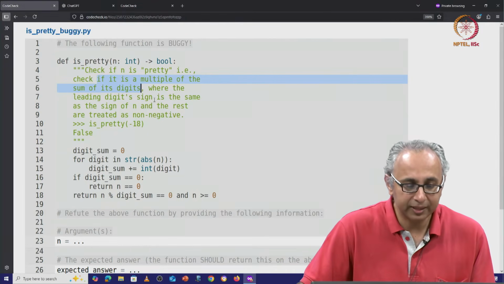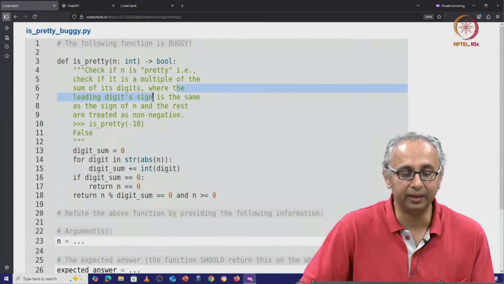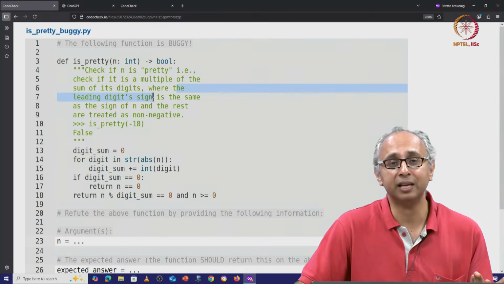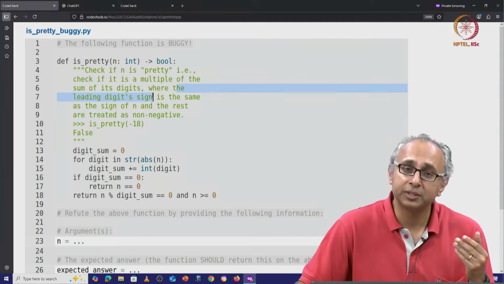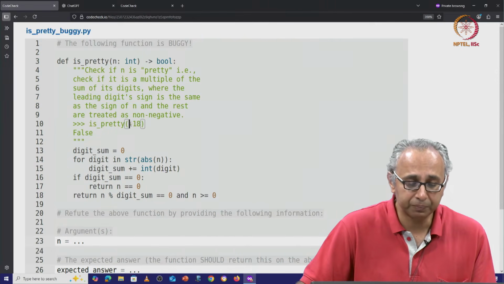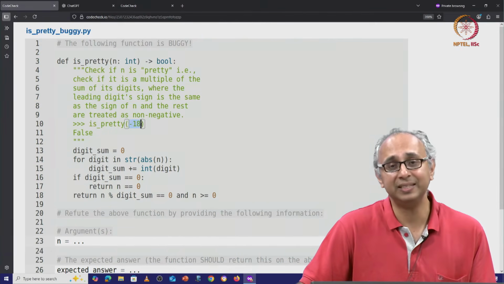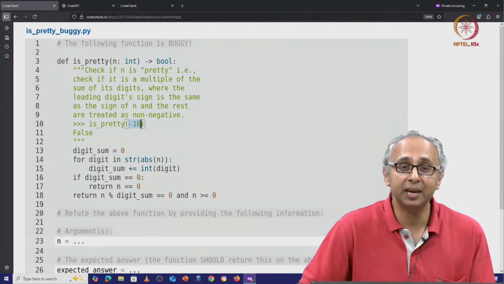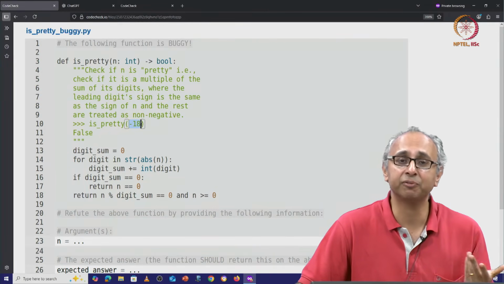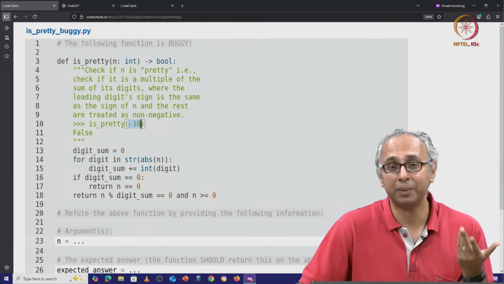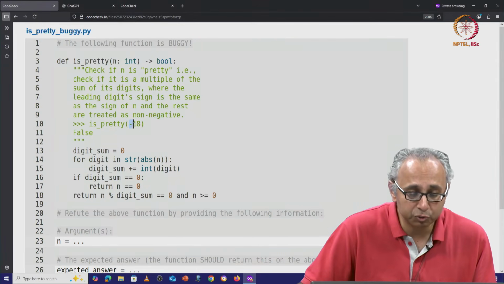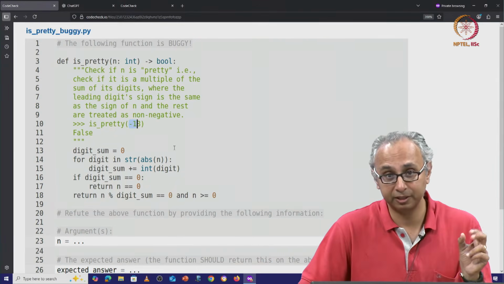It says where the leading digit's sign is the same as the sign of n itself. So this is a little bit tricky to understand, but let's look at an example. So suppose n was minus 18. So it's saying the leading digit has the same sign as the number itself. The number itself in this case is minus 18, so that is negative. It has a negative sign. So it wants us to treat minus 1 as the leading digit.